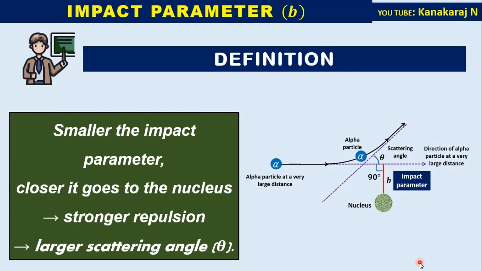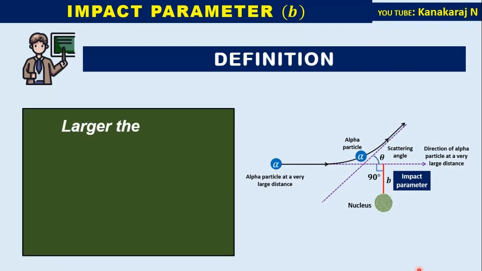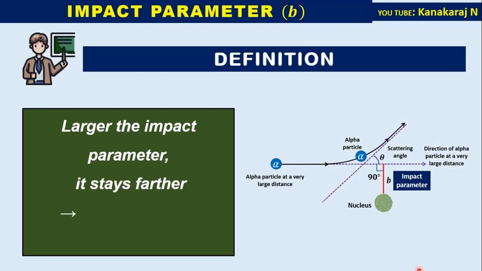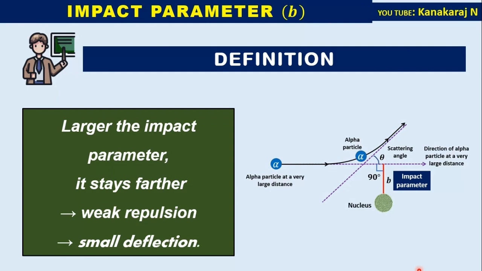On the other hand, larger the impact parameter B, then it stays farther from the nucleus, then weaker will be the repulsion, then the deflection will be very small. When the impact parameter B is large, then the alpha particle comes far from the nucleus. Thereby it experiences less repulsive force, thereby it is deflected with less angle.